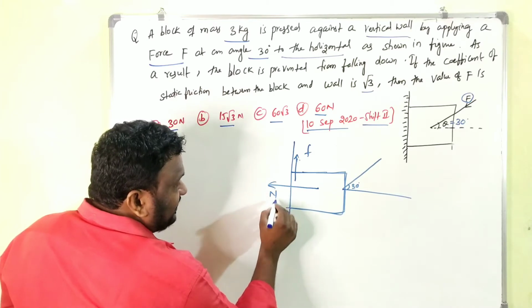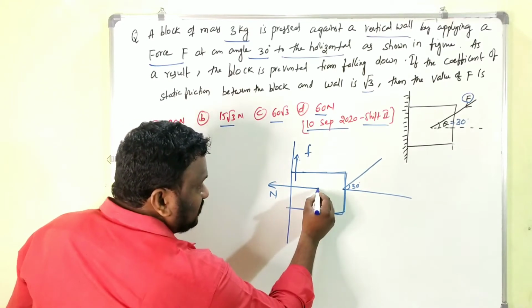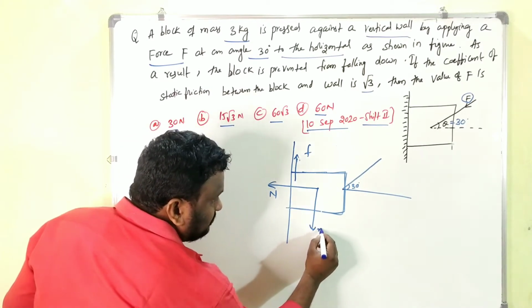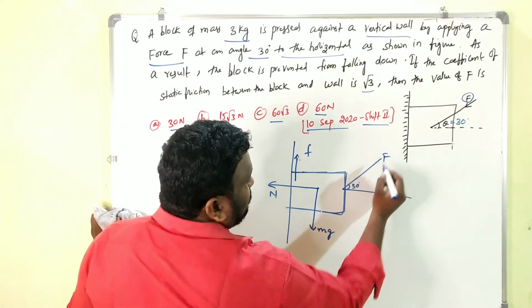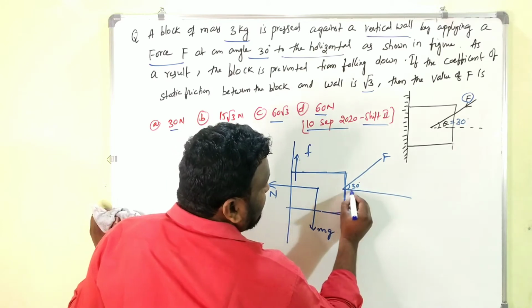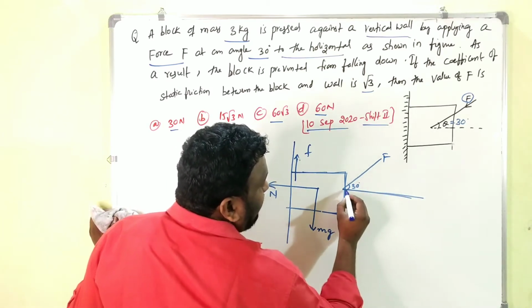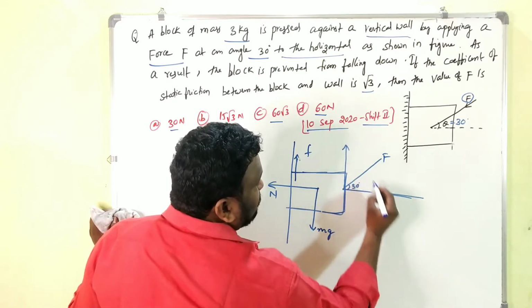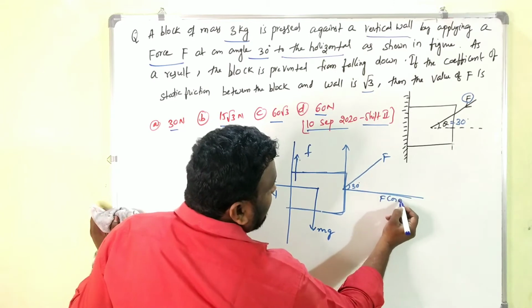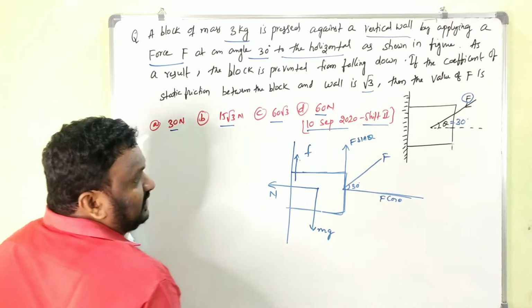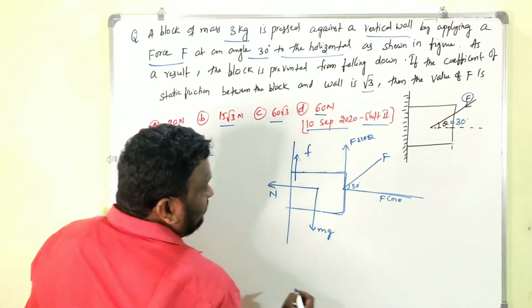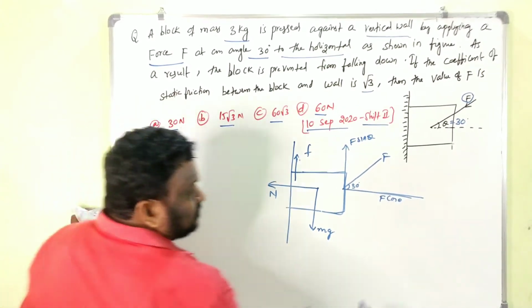Normal force is acting in this direction and weight should be acting in this direction. That is what? mg. And this is what? F force. Now here this is one of the horizontal force and this is the vertical force. This is F cos theta and this is F sin theta. F sin theta, and now it is mg. Simply I am showing separately here.